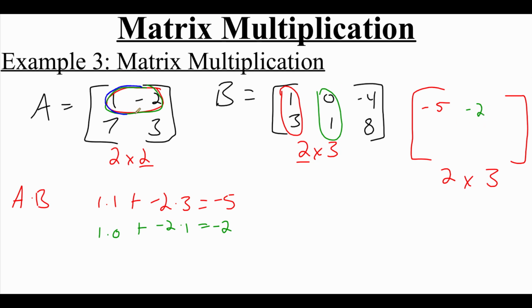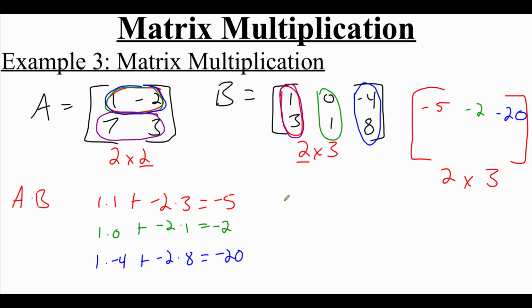Then I need to do my first row times my third column. So I take 1 times negative 4, plus negative 2 times 8. And when I add those together, we should get negative 20. Now that was the first row times the third column, so I put this answer in the first row, third column. Now I've used the first row with all 3 columns, so I need to move on to the second row and start over with that first column. So I take 7 times 1, plus 3 times 3, and that should give us 16 as our answer. Now that's the second row times the first column, so this answer goes in the second row, first column.